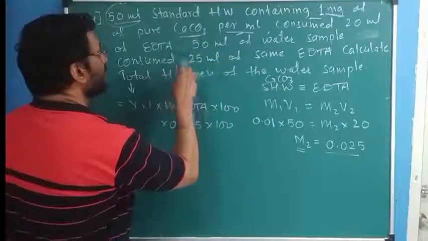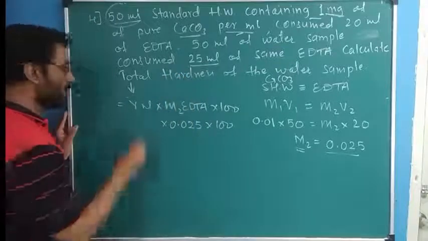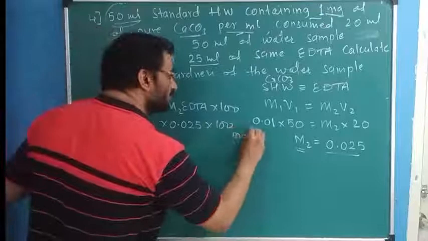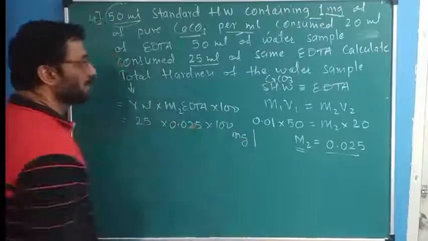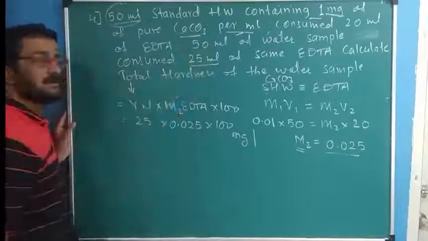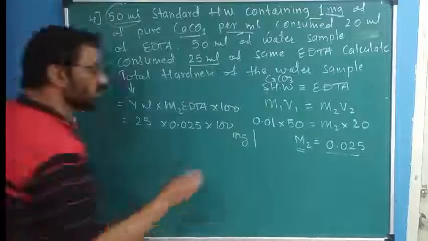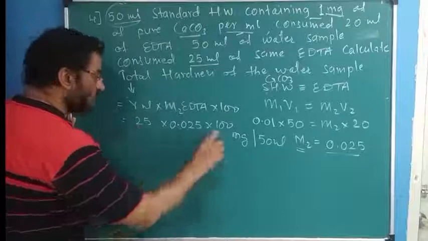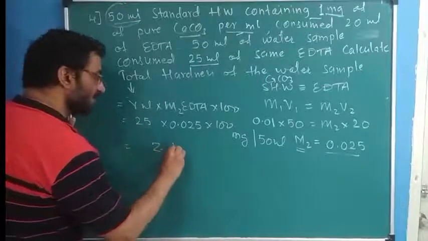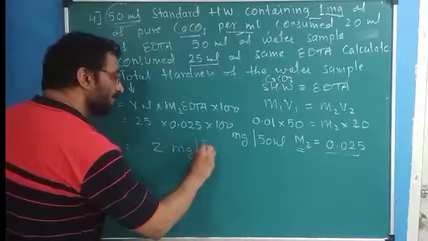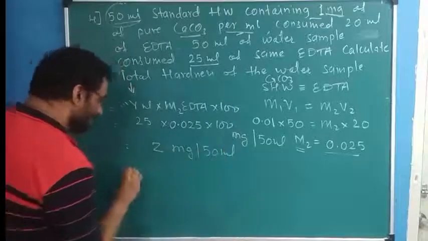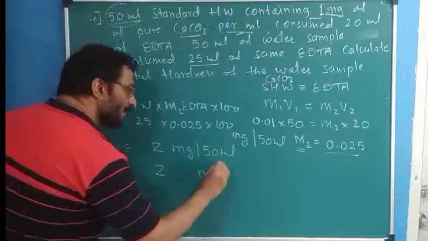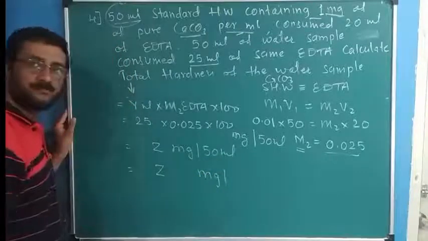What is Y ml? 50 ml of water requires 25 ml EDTA. EDTA required is 25 ml. This formula gives the result in milligrams per volume of water we have used, per 50 ml. So simply find this out. Suppose this is Z milligram per 50 ml. Again as usual, keep Z milligram as it is and convert the 50 to 1000 ml.